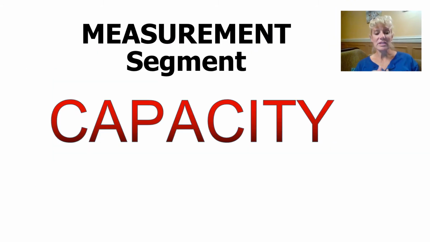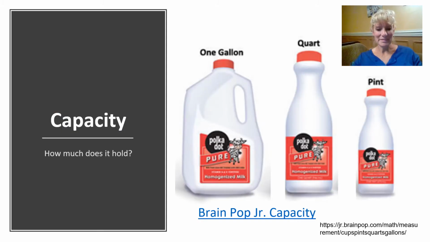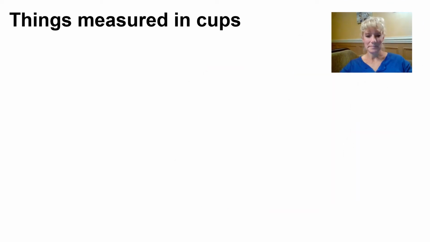All right, this is the second part of our measurement segment, and that is going to be capacity. There's also a really great Brain Pop that goes with this that we showed in class as well. But capacity tells how much something holds. It's measuring how much you can actually get into something. So notice I've got a gallon, a quart, and a pint. All right, things that we measure in cups.